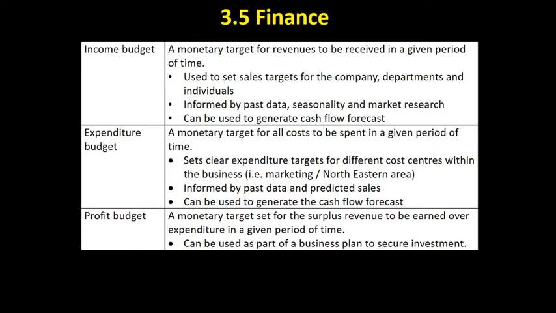So an income budget is a monetary target for the revenues to be received in a given period of time. I suppose the business could also set a budget for achieving a bank loan, but most commonly income budgets are about revenues, sales revenue, money earned from sales. So the income budget should be used to set sales targets for the entire company, maybe departments or teams within the company, and individuals. So it's very clear that first of all, this is how much income we want to raise from sales as a company.